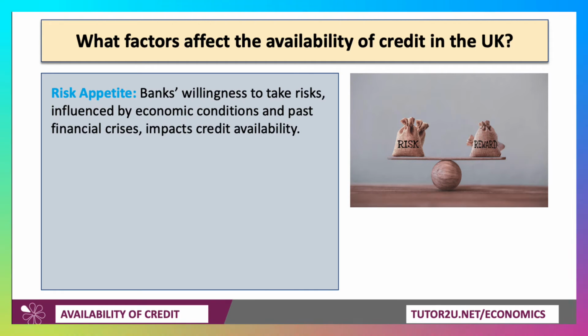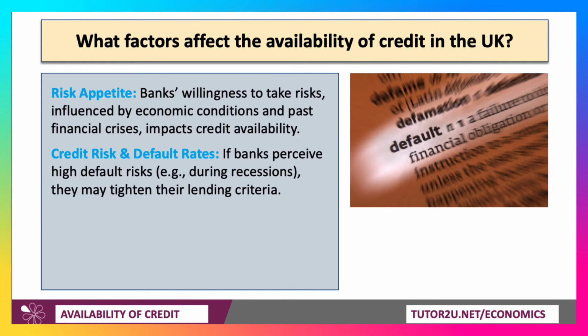Oftentimes, as you come out of a financial crisis, commercial banks are more reluctant to lend because they've become risk averse. Risk averse banks tend to limit credit availability, but when they become less risk averse, that tends to expand the supply. And then that's linked to credit risk and default rates. If a bank perceives there to be a high risk of default, for example, business loans during a recession, more businesses go bust, more small businesses call in the receivers. So if banks perceive a high default risk, they might tighten their lending criteria. That means they're less willing to lend and the supply of credit would fall.